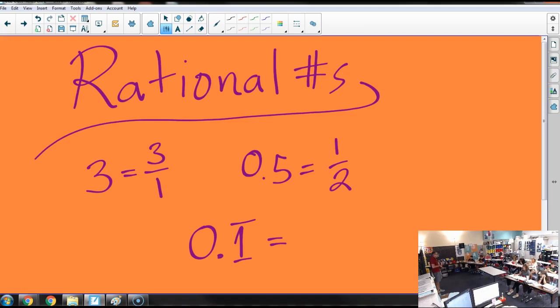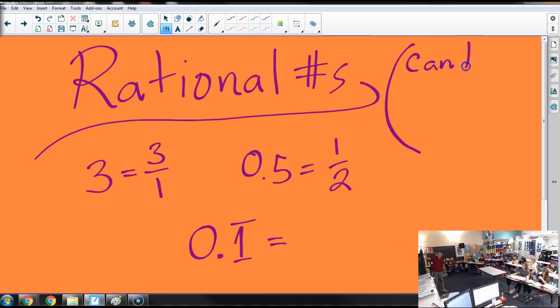Bella? Not because it can be rounded. We do not want to round. We got to keep it accurate. We got to keep it precise. Will? Because it's not a whole, it's like you can put it over something.